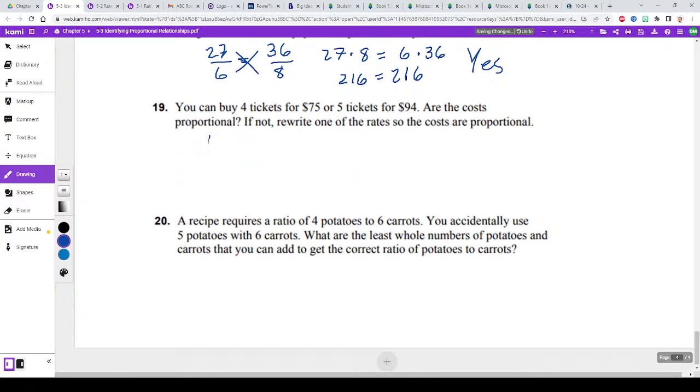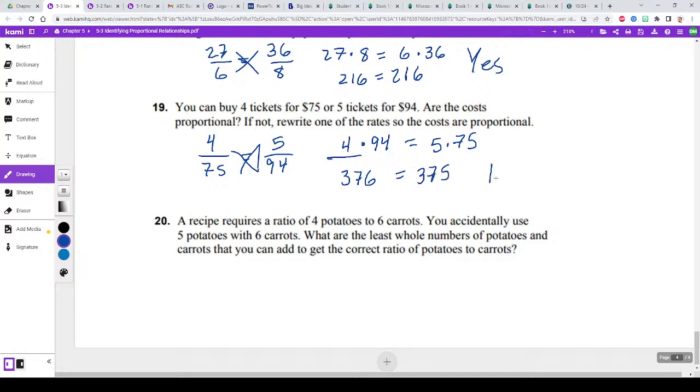Last two, you can buy 4 tickets for $75 or 5 tickets for $94. We want to know if these are proportional. So cross multiply again. So that's 4 times 94 equals 5 times 75. I can already tell this isn't going to work because 4 times 4 gives me 16, so that means 4 times 94 is going to end in 6, which is 376. And 5 times 5 ends in a 5, so 5 times 75 is going to end in 5 as well, and that's 375. So this is a big nope.